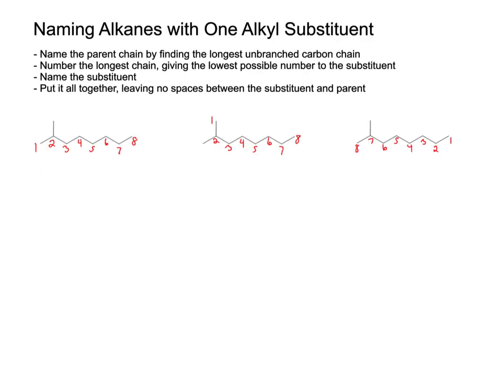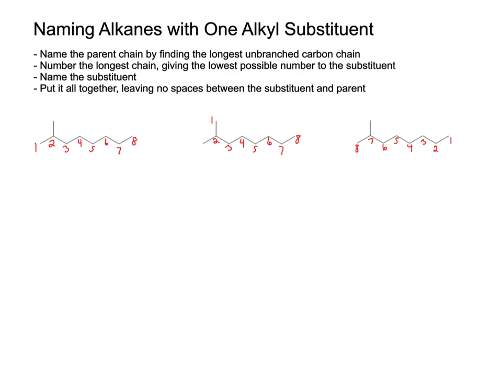So let's name an entire alkane with one alkyl substituent. The way we do this is first we name the parent chain by finding the longest unbranched carbon chain. What we're going to do after that is number the longest chain, giving the lowest possible number to the substituent. Next, we'll name the substituent, and then finally, we're going to put it all together, leaving no spaces between the substituent and parent.